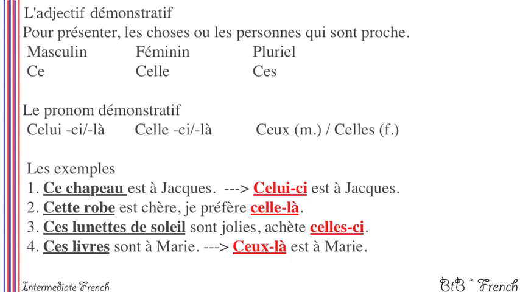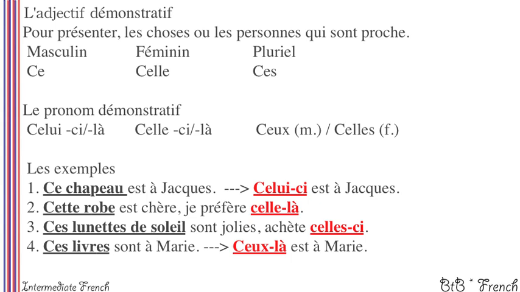Demonstrative adjectives present the things or persons that are nearby. This also applies to demonstrative pronouns. However, they replace the noun. Always remember that demonstratives agree with the noun. Therefore, there must be a masculine, feminine, and plural form.